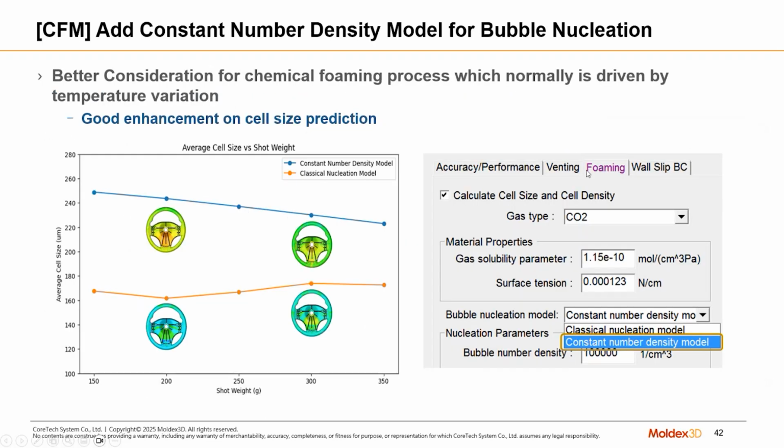And for chemical foaming, we now have a new model that allows us to maybe more directly control the amount of foaming that happens. And this has been already seen to improve the accuracy from the simulation to reality, although it does require some inputs from the material supplier. So we have a new constant number density model instead of the classic nucleation model. We have a new model that helps us to improve the accuracy of that foaming.